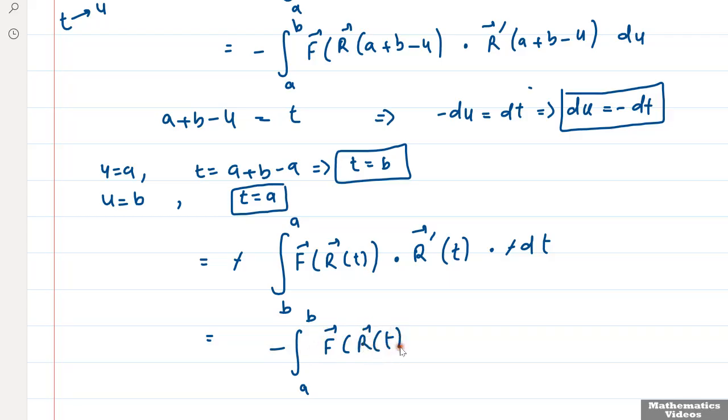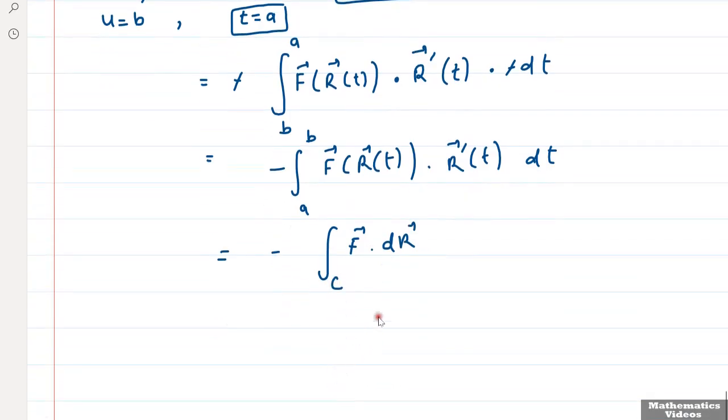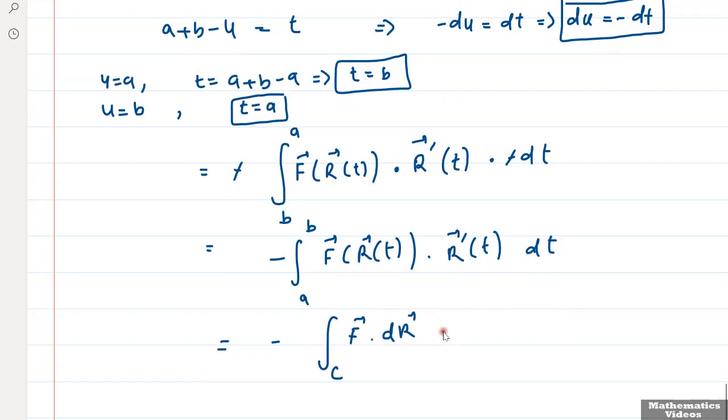So we have completed the proof. This integral is simply equal to the line integral of f over the curve C, traced in the positive sense. So this was what we needed to prove.